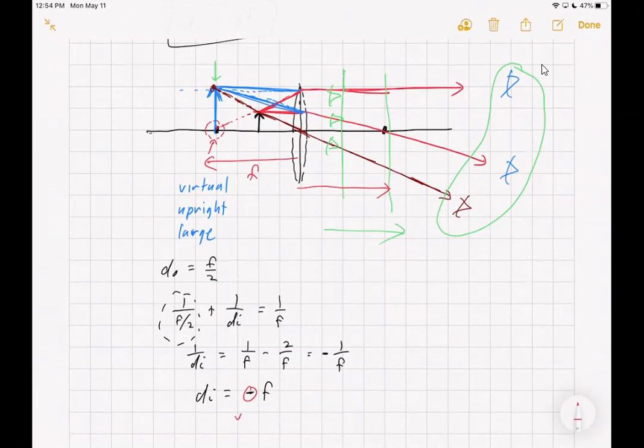So this is a virtual image that is on the same side of the lens as the light originally came from. And it's exactly f away, which is why it lines up with that focal point pretty nicely in my picture. So I drew it pretty well.